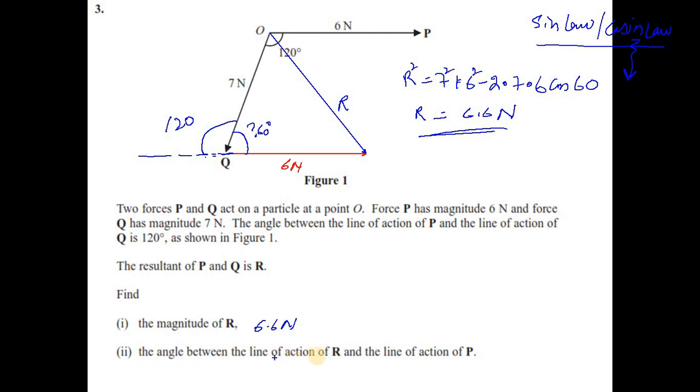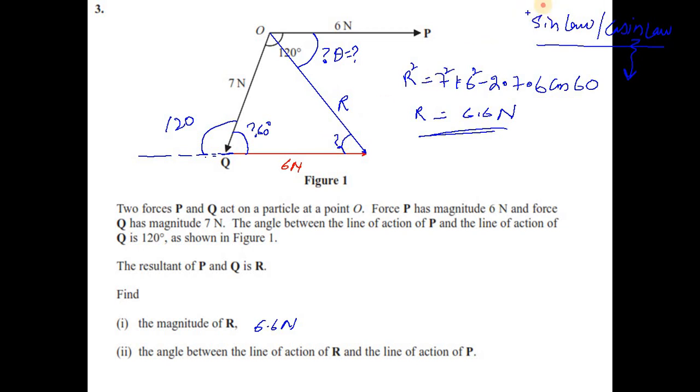The angle between the line of action of r and the line of action of p, meaning you need to find this angle. This is theta that you need to figure out. And this angle would be equal to the angle inside the triangle, because again they are alternate angles. So if you can figure out the value of the inside angle, your required angle would be the same as this one.